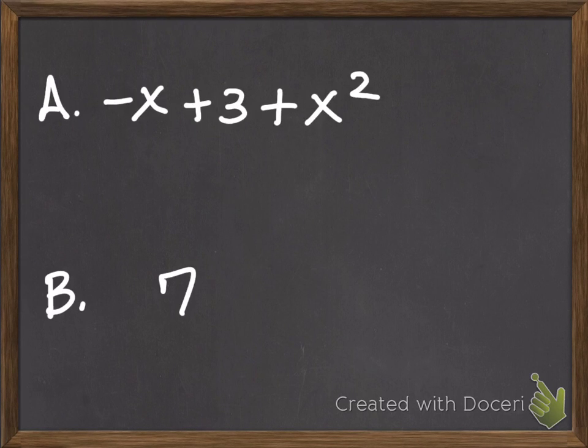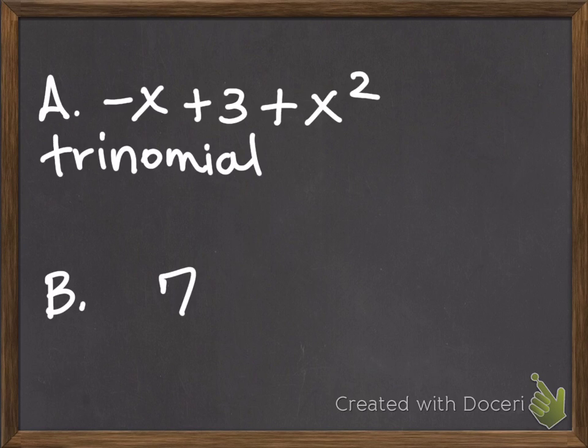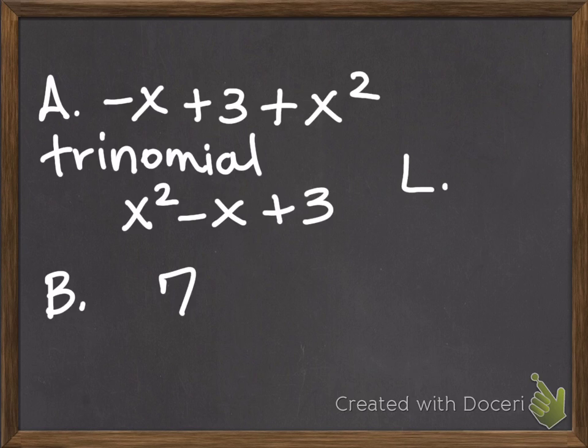And here are some more examples. This example A is called a trinomial. It has a specific name. It's called a trinomial because it has 3 pieces, or 3 terms in it. To get it in standard form, we would write it as x squared minus x plus 3. Its leading coefficient is 1, and its degree is 2.